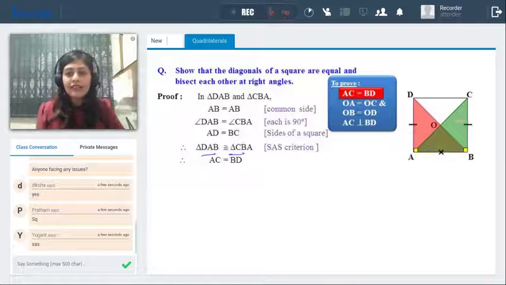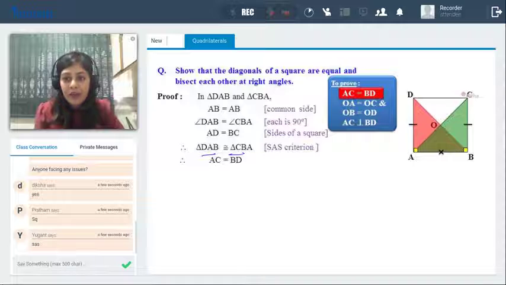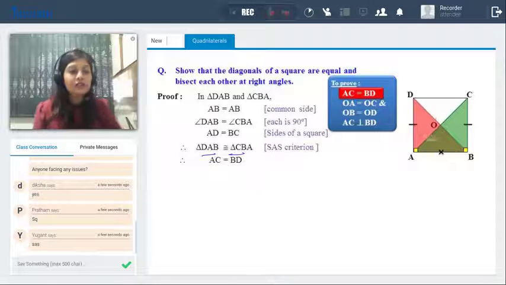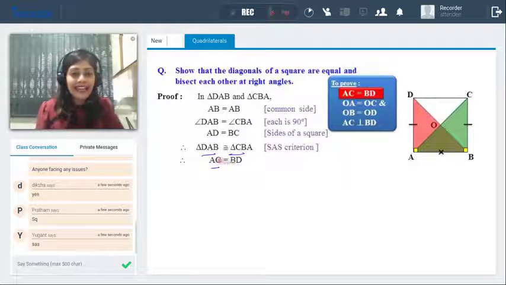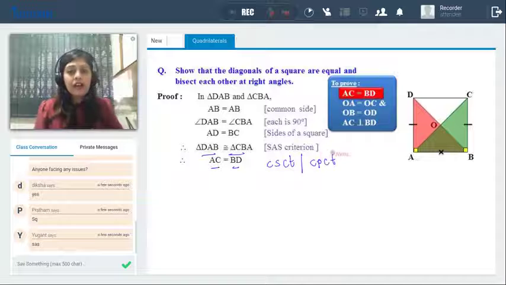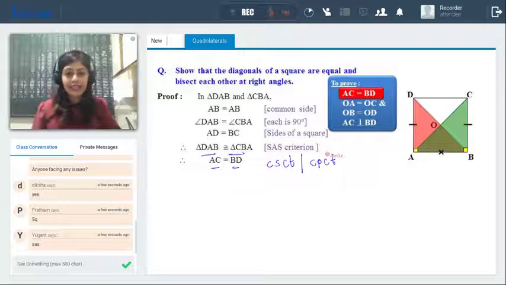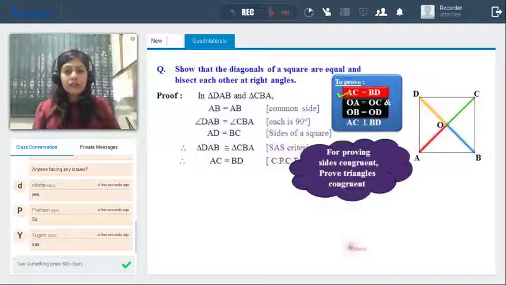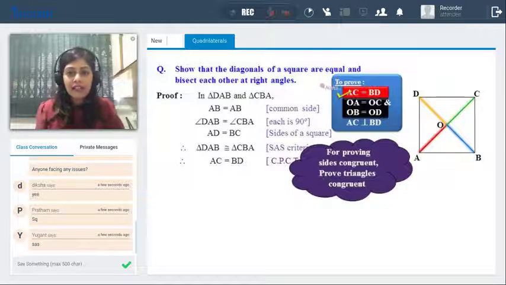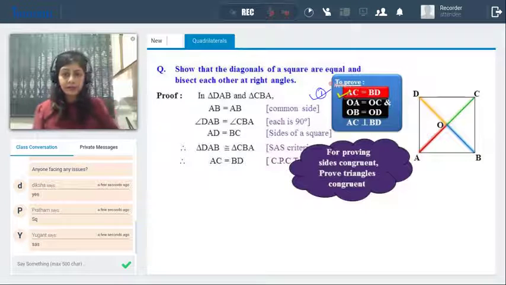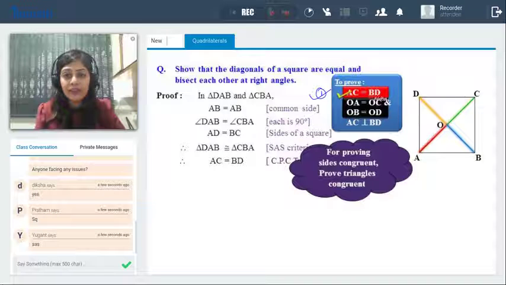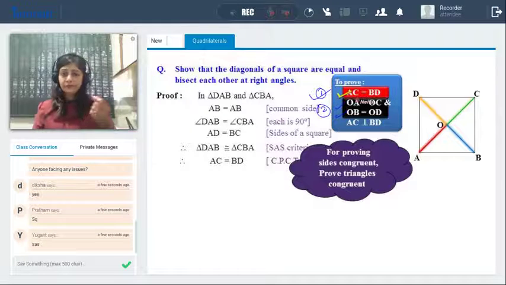Now, since the two triangles are congruent, can I safely say corresponding sides of congruent triangles are equal? Yes, AC and BD are equal by CSCT, or you can always write CPCT for corresponding parts of congruent triangles. Students, pay attention. The first part that we had to do is done. Now look at OA equal to OC and OB equal to OD. We're going to solve the second part simultaneously.